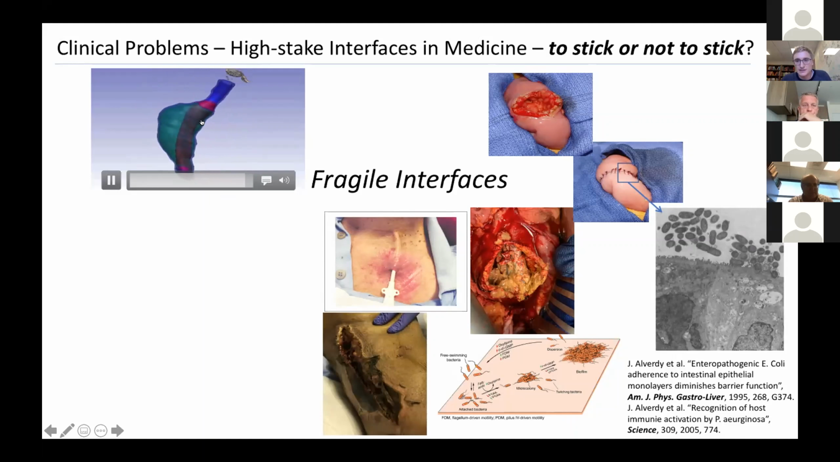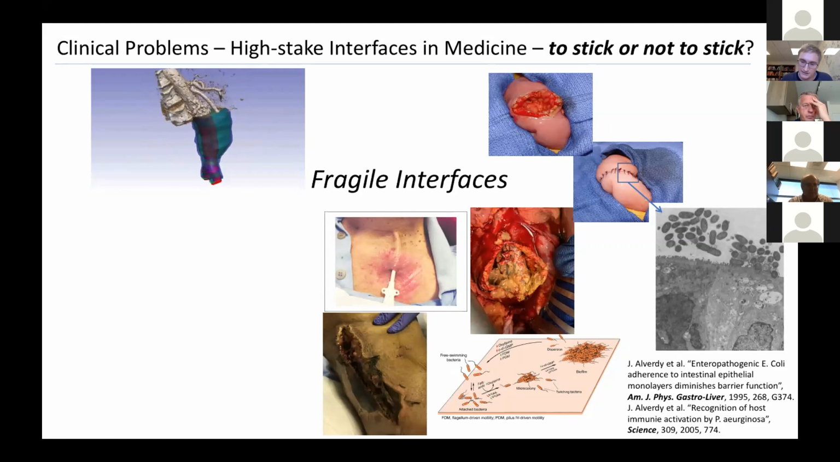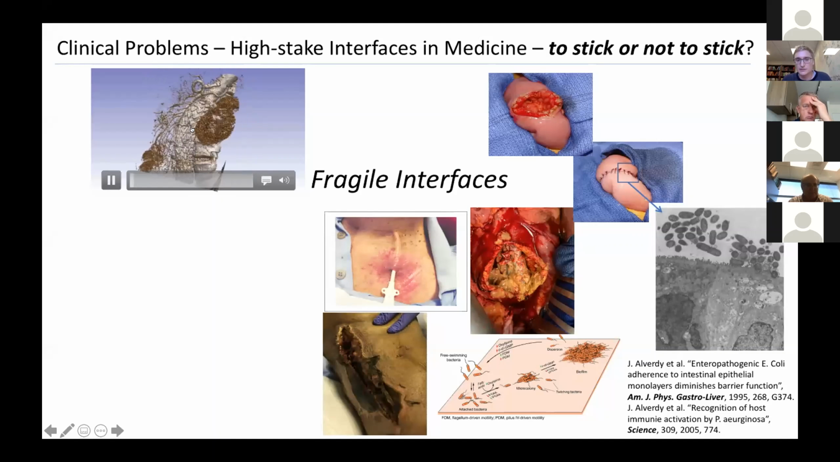So sometimes, and that's why I put in the title up here, to stick or not to stick, right? Sometimes we want things to stick in surgery. We want the interface between this stent graft that's deployed inside of an artery to make good adhesion with the arterial wall and surface that it's contacting, so that blood doesn't leak around it and that you actually exclude the aneurysm sac that the stent graft is being deployed to protect.